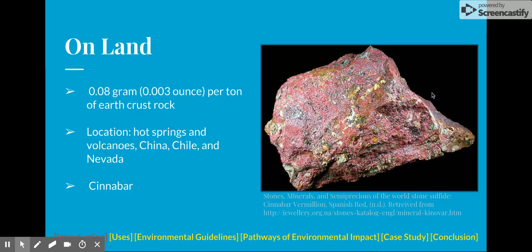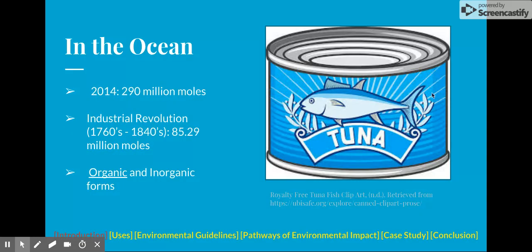In nature, mercury can be found in its pure elemental liquid state, but usually it is found in its ore form. Mercury makes up 0.08 grams per ton of rock on the Earth's crust, and it is commonly found near hot springs and volcanoes in Chile, China, and Nevada. The mercury ore is generally mined as the red sulfate compound cinnabar. It can also be mined as the black sulfate version as well. Since it readily dissolves gold, it is generally a byproduct of gold mining.